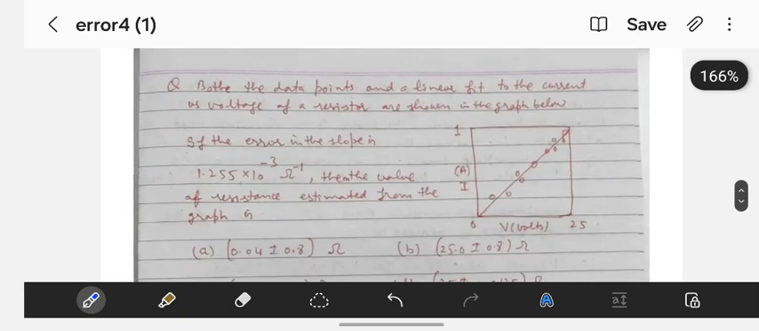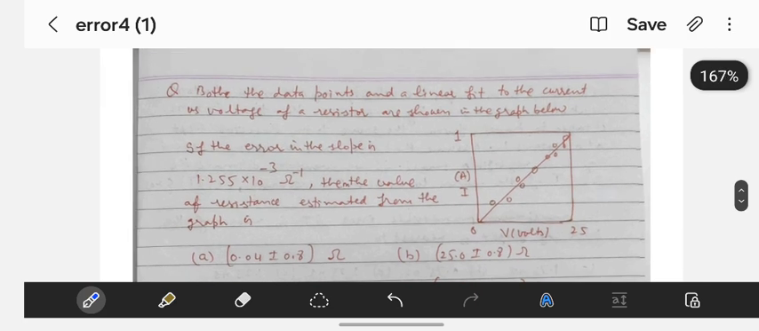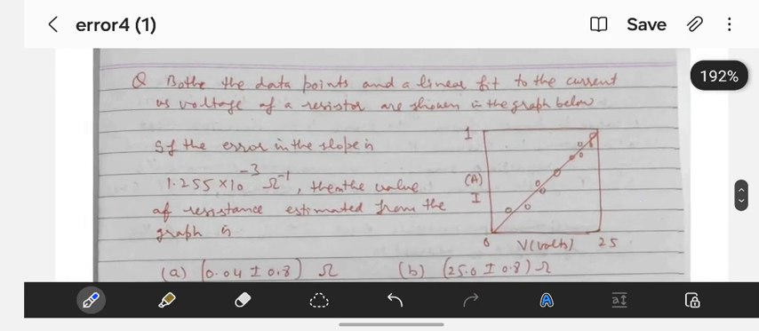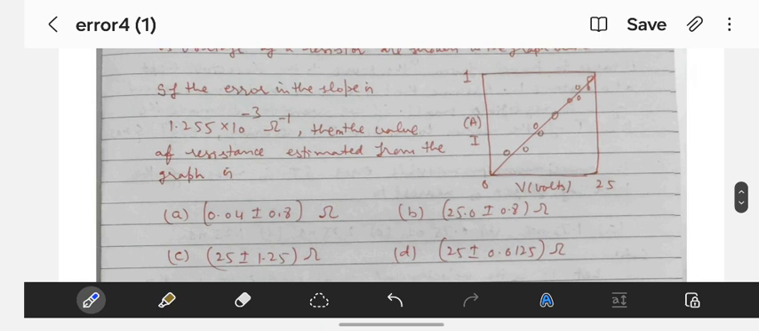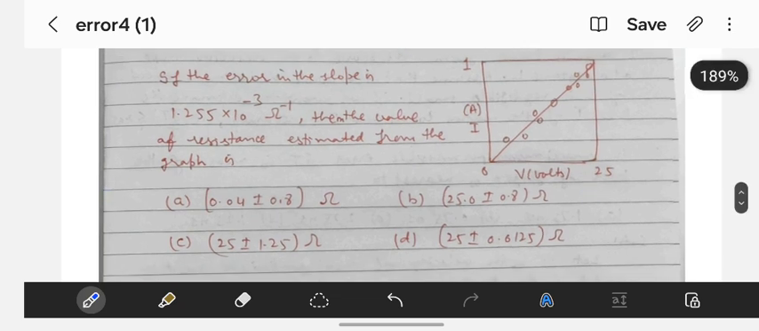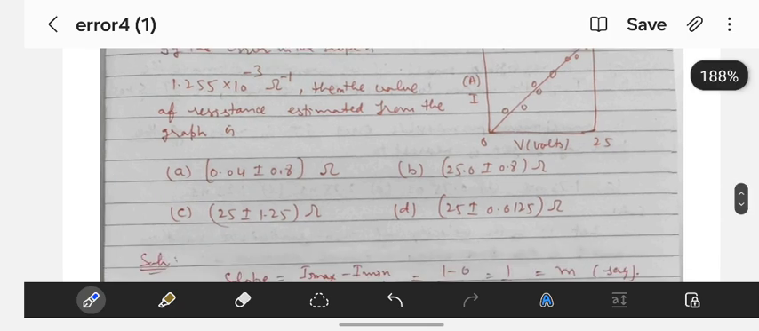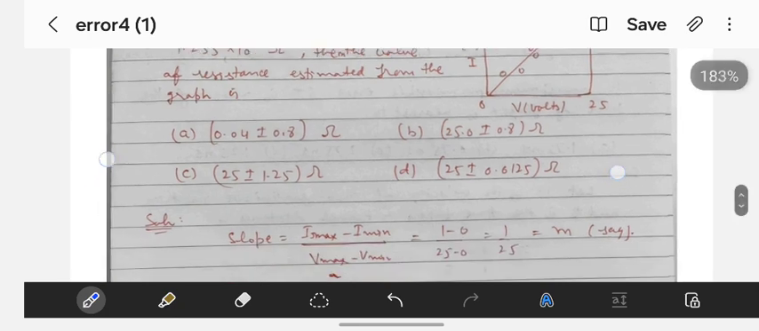So there are two questions asked on these. Let's see the first. Both the data points and a linear fit to the current versus voltage of a resistor are shown in the graph below. If the error in the slope is 1.255 into 10 to the power minus 3 ohm inverse, then the value of resistance estimated from the graph is, we need to find the resistance. And as we can see in the options, with resistance we also have the errors. Okay, so we need to find the error also.